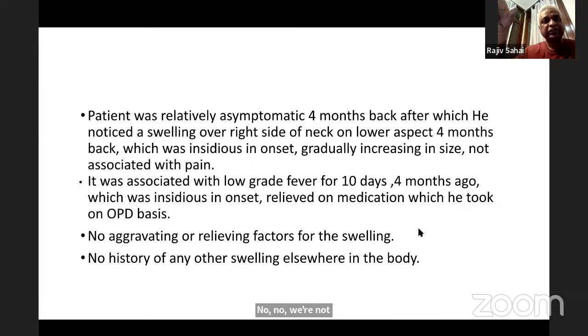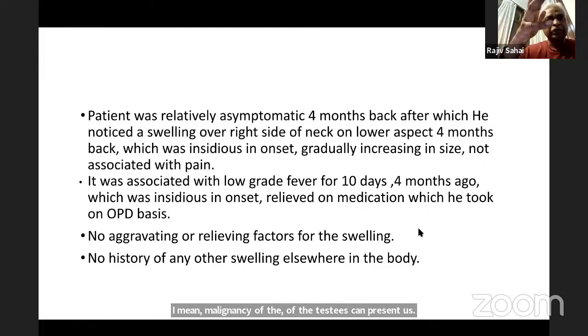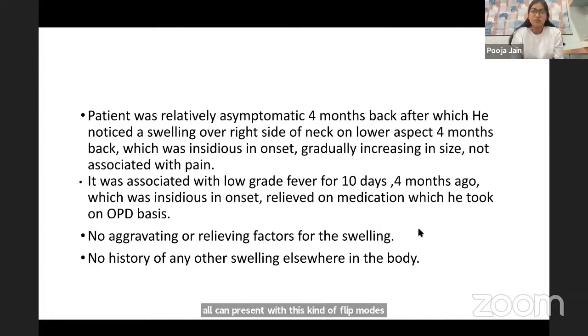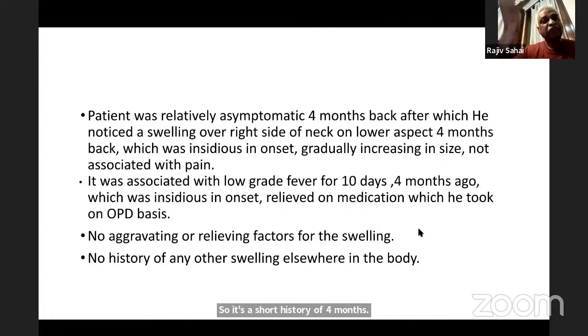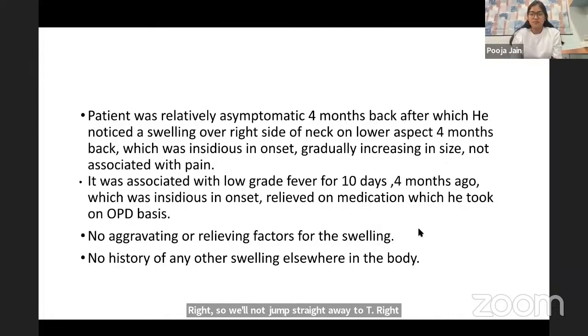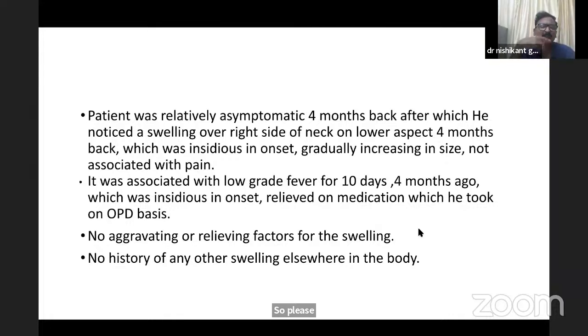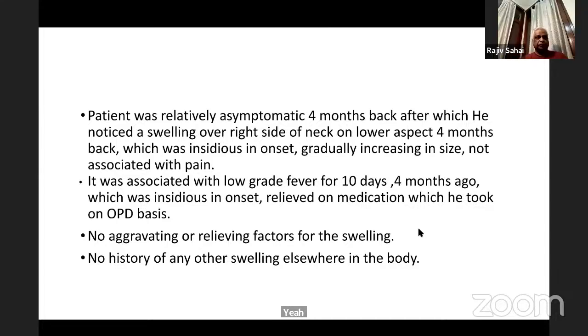Malignancy of the testes can present as secondary to Virchow's, but I'm just saying it can be a head and neck tumor, it can be a gut tumor, it can be a tumor in the breast, it can be a tumor in the thyroid region. They all can present with this kind of lymph nodes. So it's a short history of 4 months, right? Yes, sir. You can have what is known as CUP, clinically unknown primary, lymph nodes with an unknown primary, right? So we'll not jump straight away to tuberculosis, right? Yes, sir. Pooja, there is no history. Go to the next slide, please.